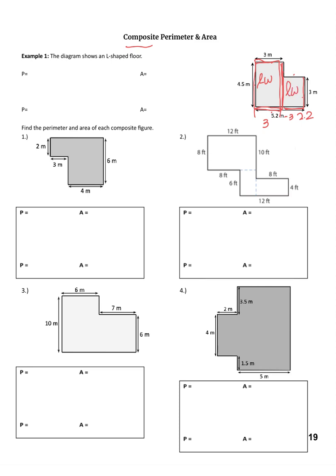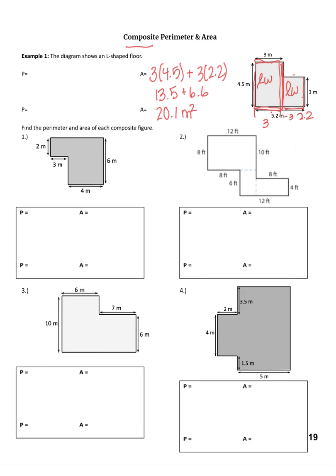To find the area, I'm going to do the area of the big rectangle, 3 times 4.5, and the area of the smaller rectangle, which is 3 times 2.2, and add them together. So there you go, I have 20.1 square meters in area.